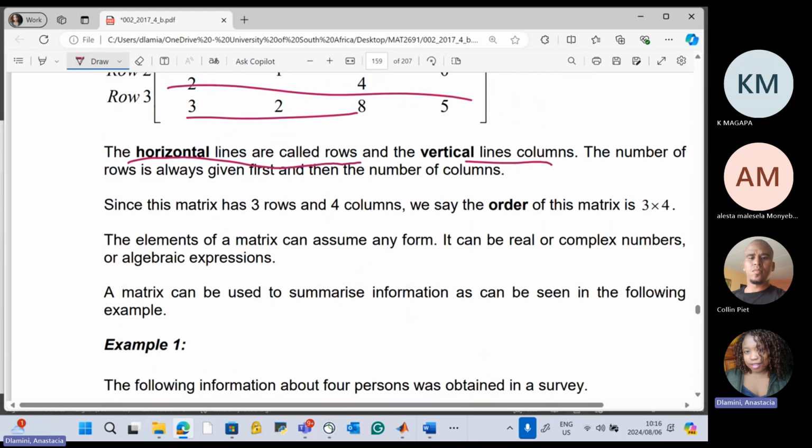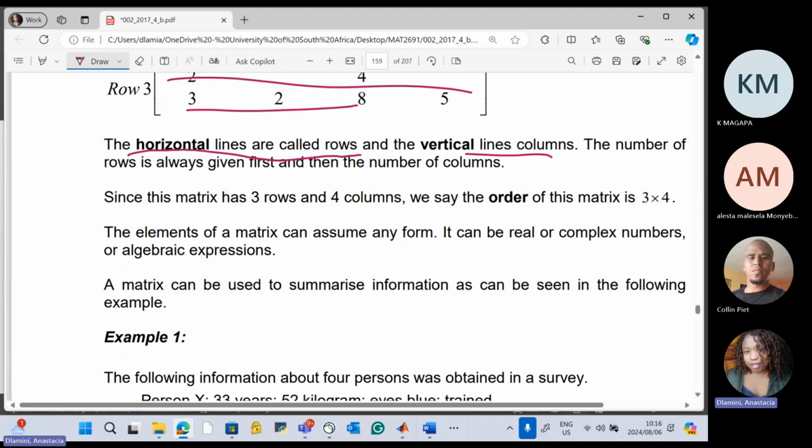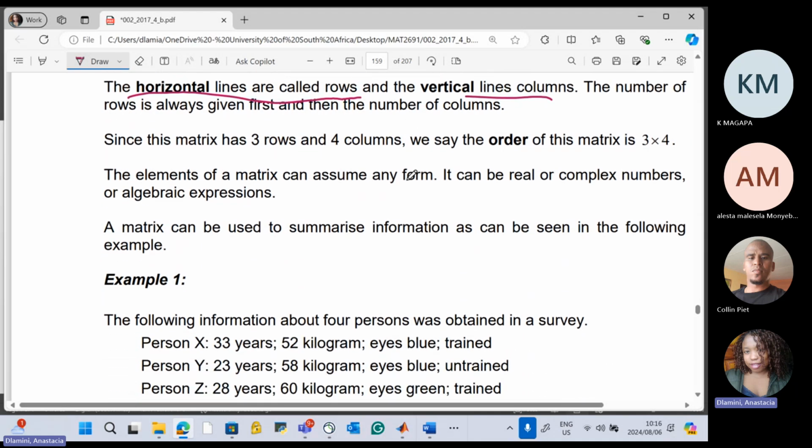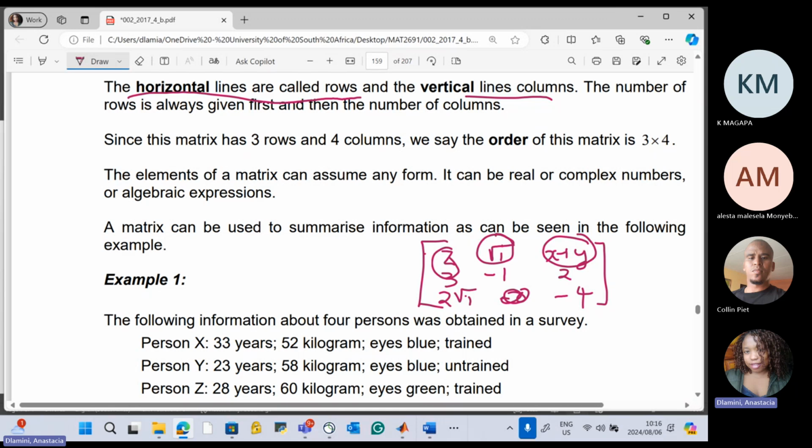The elements of a matrix can assume any form. Therefore, they can be real numbers, or complex numbers, or even algebraic expressions. For example, you can have a 2, you can have a square root of i, you can even have x plus y, and 0 minus 4. So you can have algebraic expressions, complex numbers, and real numbers.